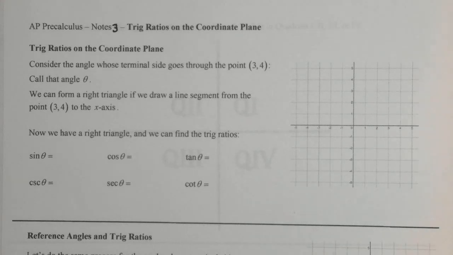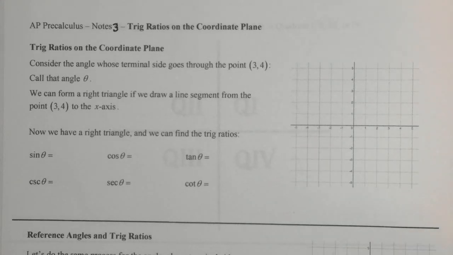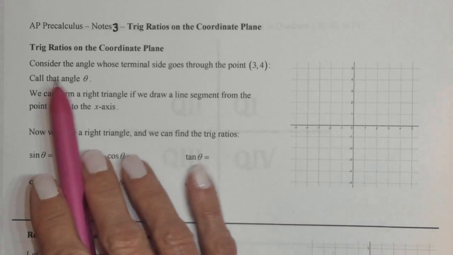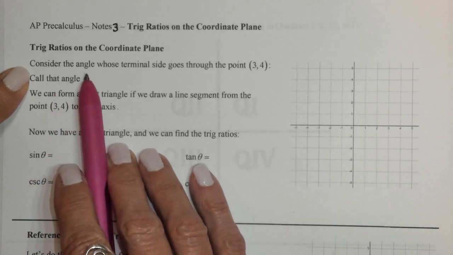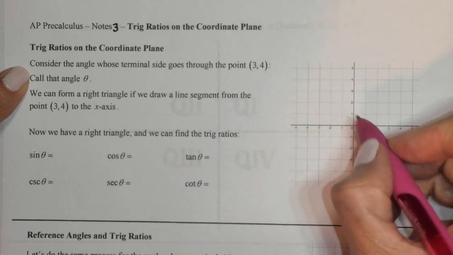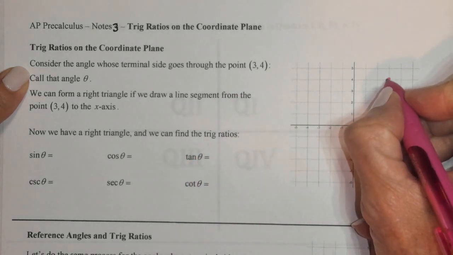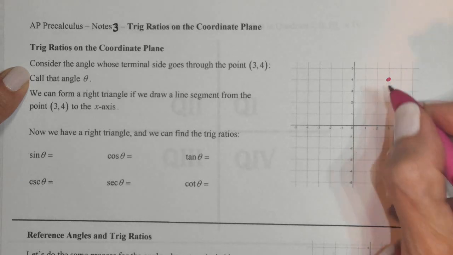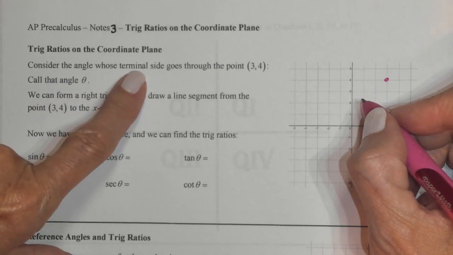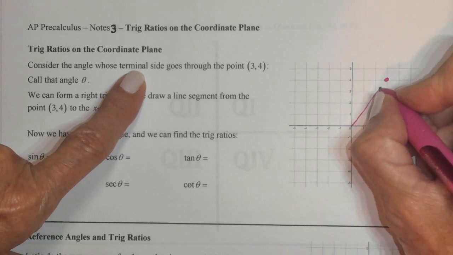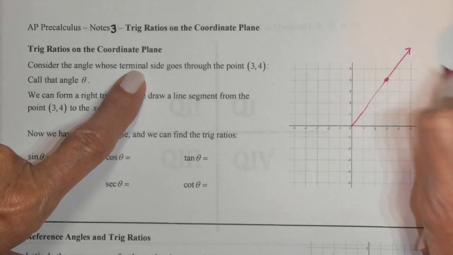Today we're going to be talking about the trig ratios on the coordinate plane, on a graph. Okay, so let's introduce this to you. Let's consider the angle whose terminal side goes through the point (3, 4). So here's the point (3, 4). That point is on the terminal side of the angle, so that terminal side must look something like that.